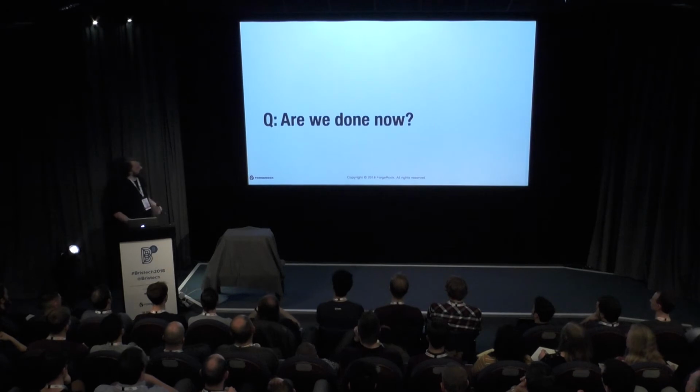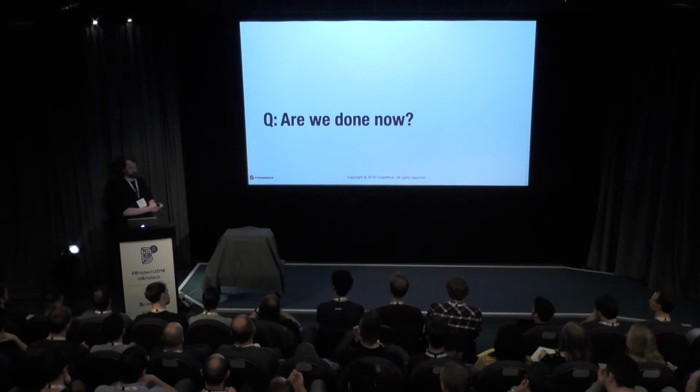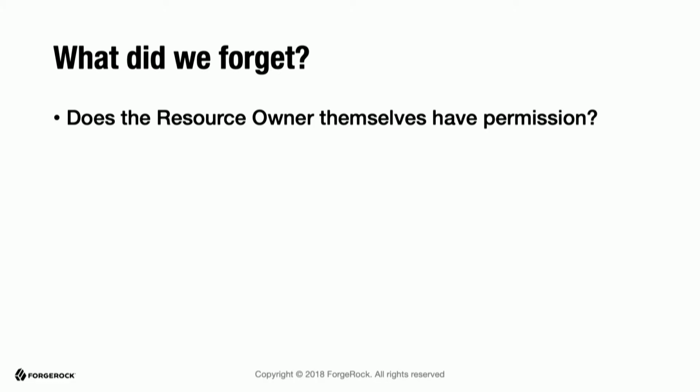So, question now: Are we done? So we've got this access token, we've got it in a header, we've validated the scopes, we've checked it's not expired. What else do we need to do? So we forgot one thing here. Does the resource owner themselves actually have permission to do the request that this client is doing on their behalf?